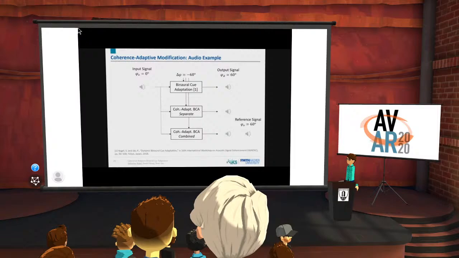The coherence adaptive algorithm should perform much better in this regard.